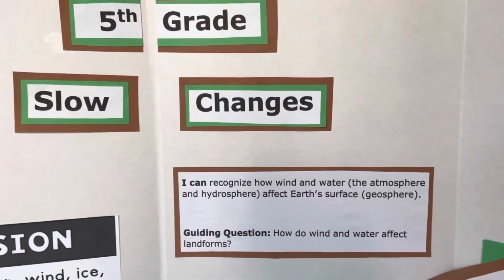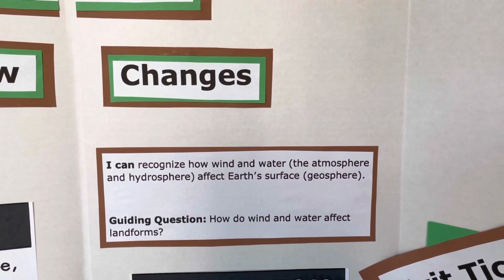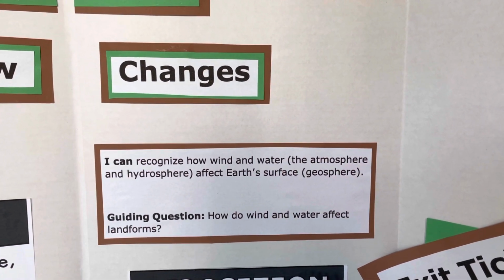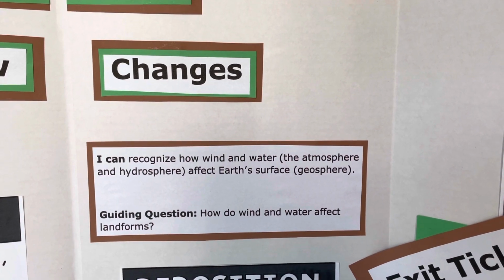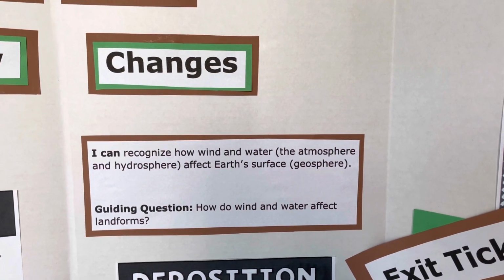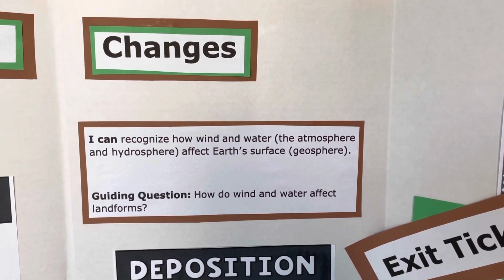I also included an I can statement. It states, I can recognize how wind and water, the atmosphere and hydrosphere, affect Earth's surface, the geosphere. And the guiding question is, how do wind and water affect landforms?